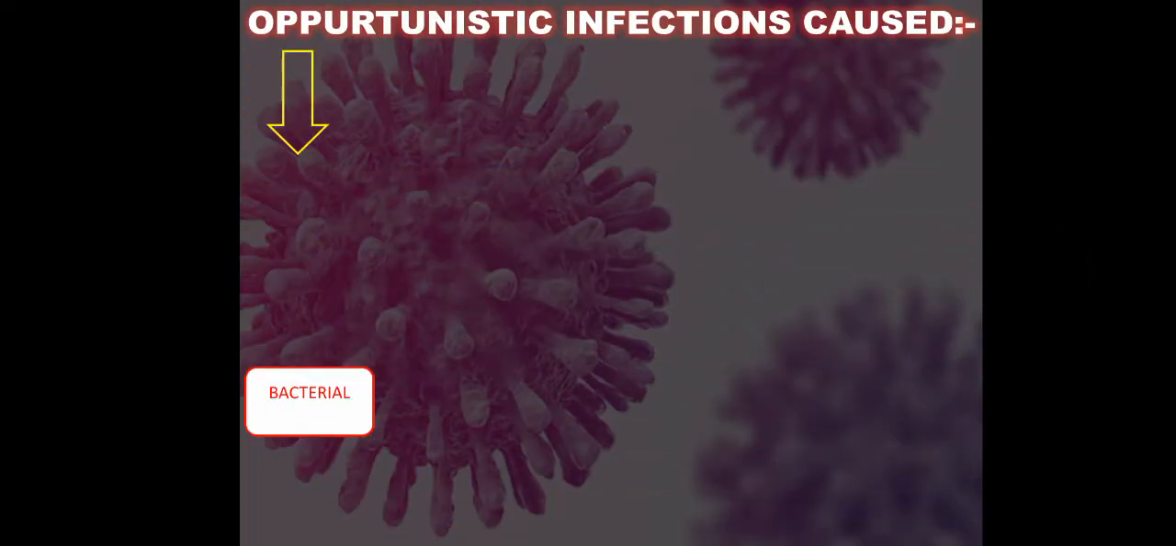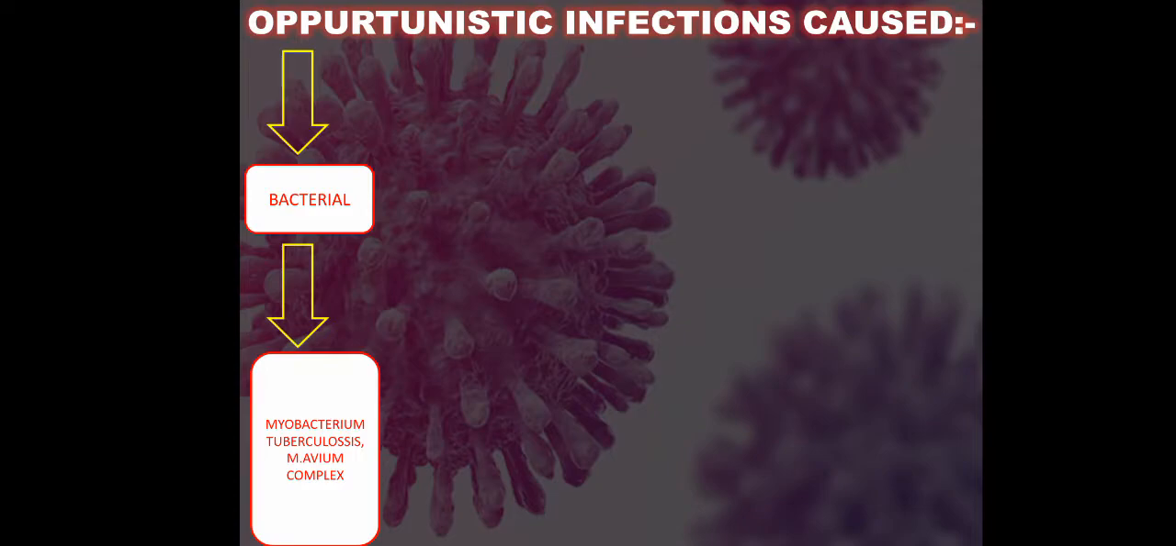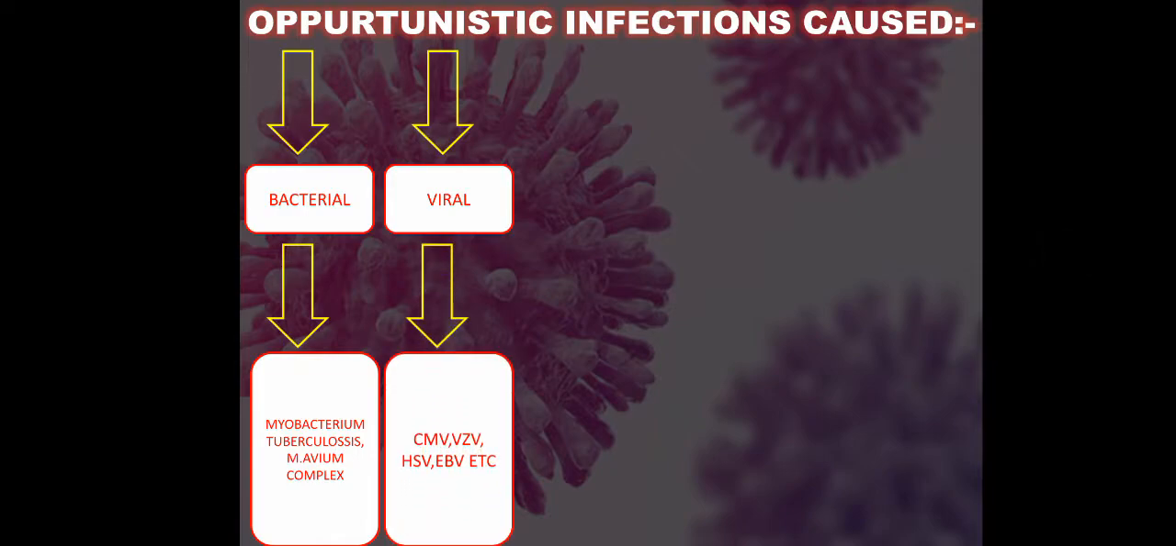There are totally 5 types of opportunistic infection caused, of which the first one would include bacterial. The bacterial includes Mycobacterium tuberculosis and the M. avium complex or the Mycobacterium avium complex. The second one would include the viral ones. So the viral would include the cytomegalovirus, that is the CMV, varicella zoster virus, that is the VZV, herpes simplex virus, that is HSV, and the Epstein-Barr virus, that is the EBV.